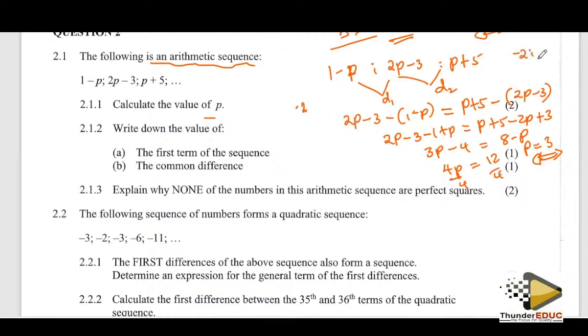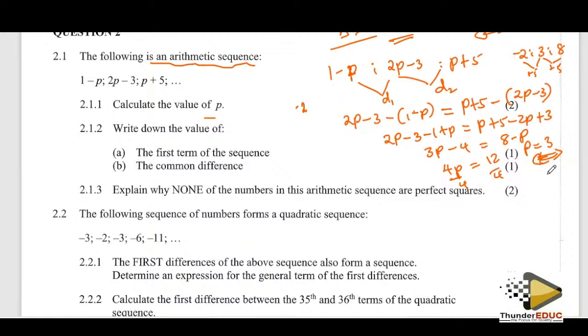Okay, that's negative 2. The second term, that is 6 minus 3, is 3. The third term is that, which is 8. So plus 5 is that, plus 5 is that. Now I think we're good to go.